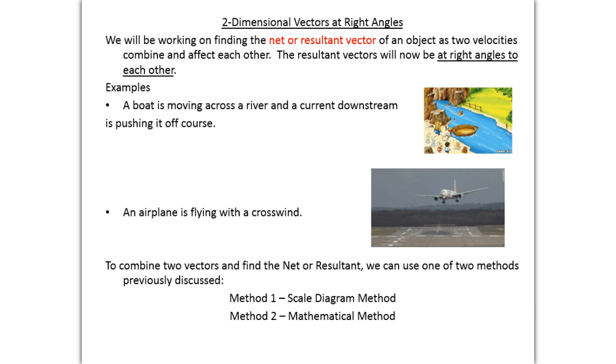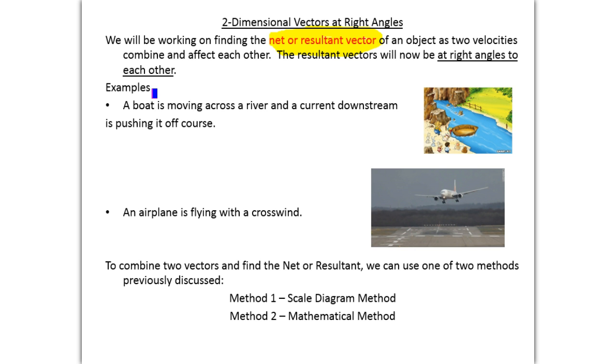Now we're going to include two directions. We're working on finding the net or resultant vector of an object whose two velocities combine and affect each other. The velocities would now be at right angles to each other. So everything we do here is going to involve right angles. Keep in mind Pythagoras' theorem is going to come through in these questions.